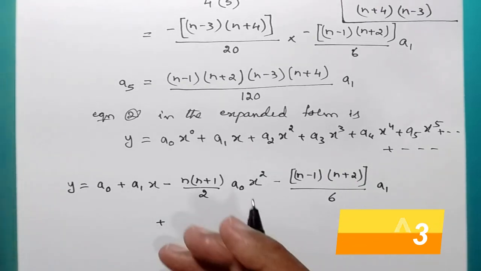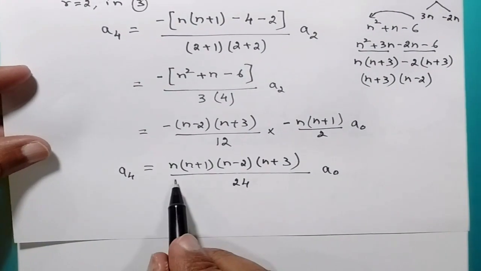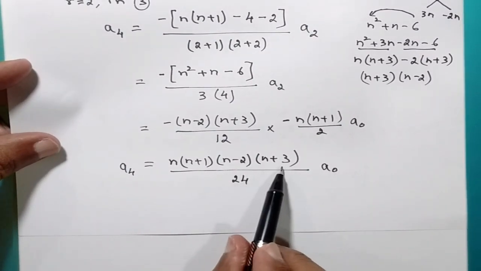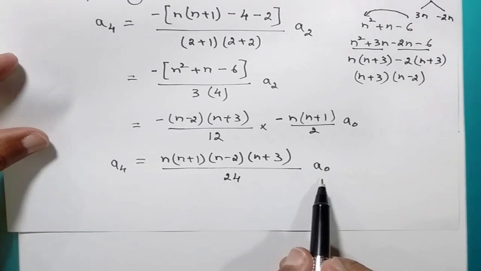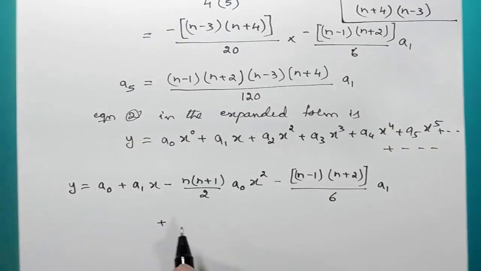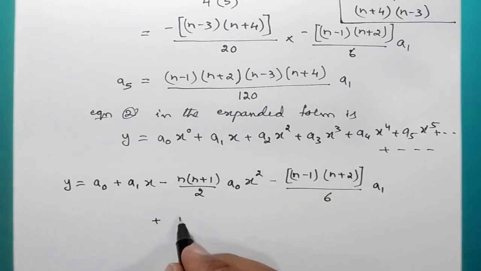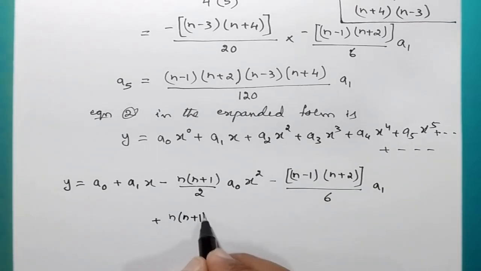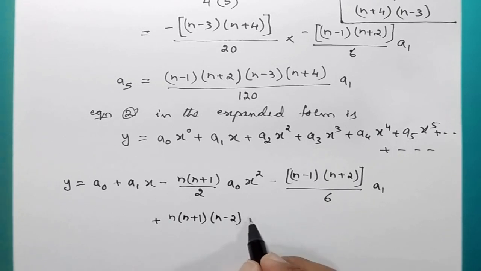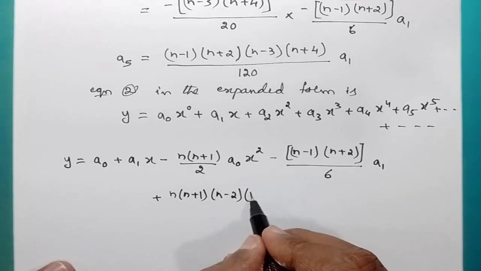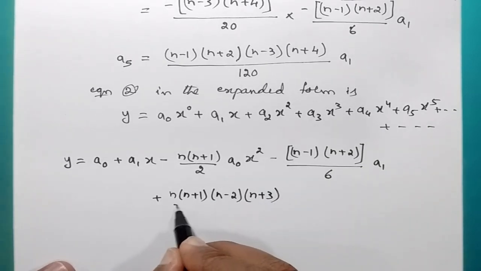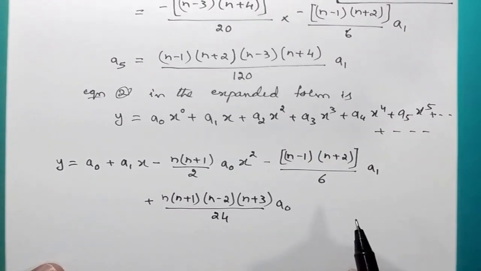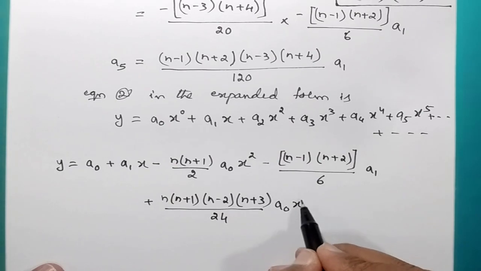You can see that the a4 value that you obtain is n into (n plus 1)(n minus 2)(n plus 3) divided by 24 into a0. So this value we'll plug in here. It is n into (n plus 1) into (n minus 2) into (n plus 3) divided by 24 times a0 into x power of 4.